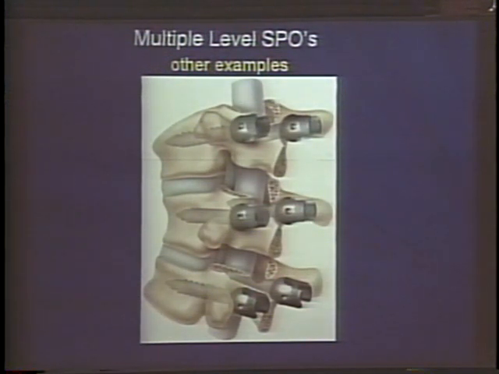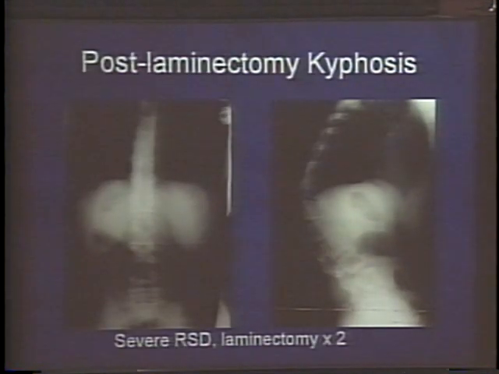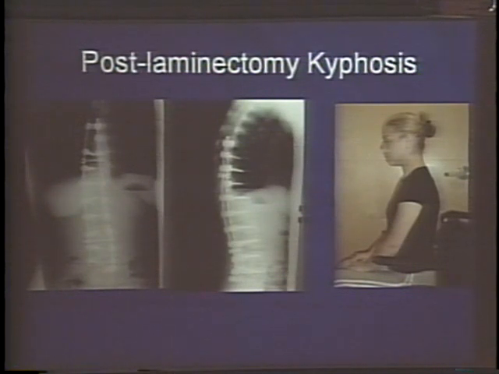So let's look at some other examples where the Ponte type osteotomy is useful. This is a patient with a reflex sympathetic dystrophy who had thoracolumbar laminectomy on two occasions for placement of a spinal cord stimulator, who developed this post-laminectomy kyphosis. And this previously would almost always be dealt with a combined anterior-posterior procedure. And this was handled very nicely from the back only with multiple level Ponte osteotomies. And this is a 5-millimeter rod, which has corrected and maintained the post-laminectomy kyphosis. She is in a wheelchair because of her reflex sympathetic dystrophy, but is seated very well.